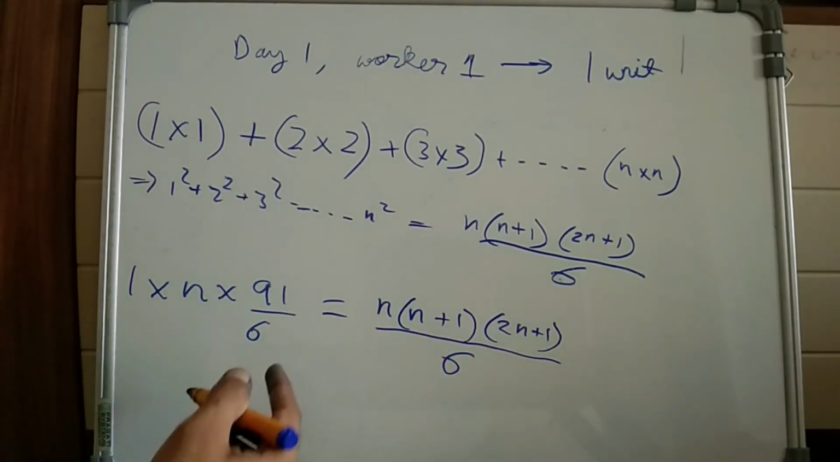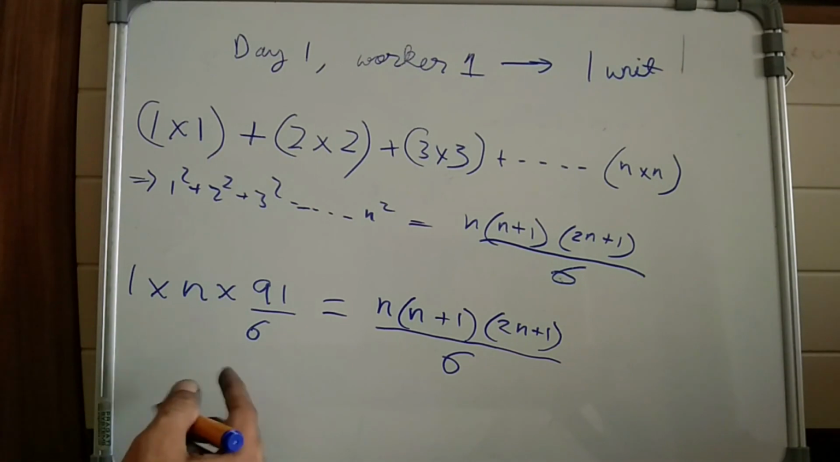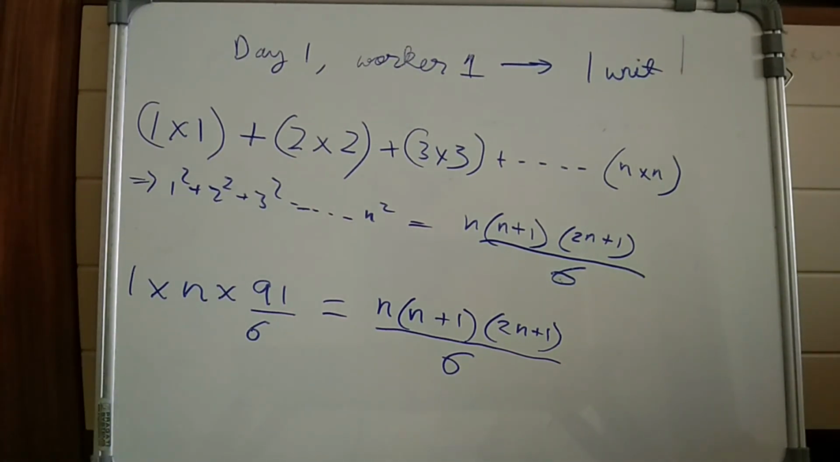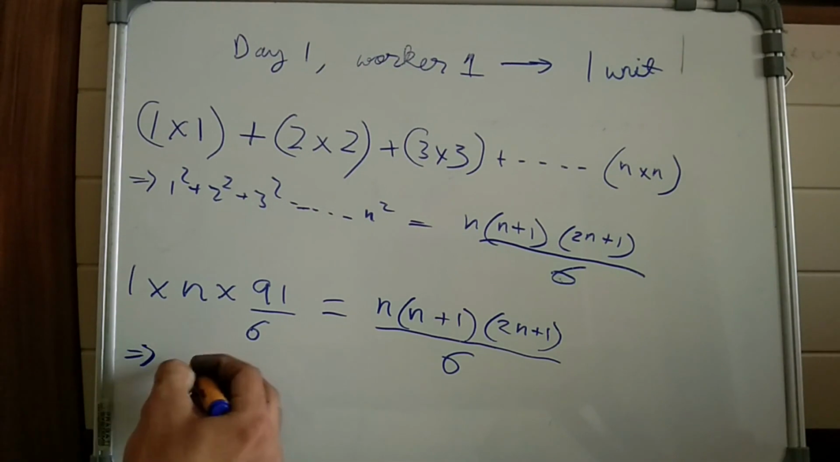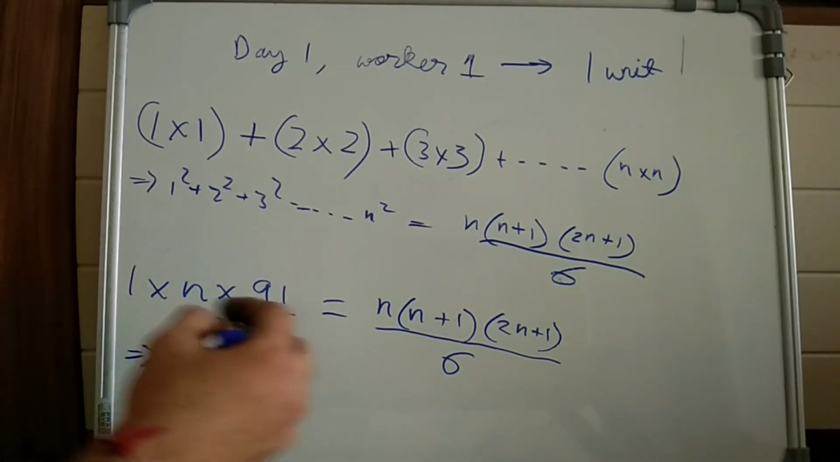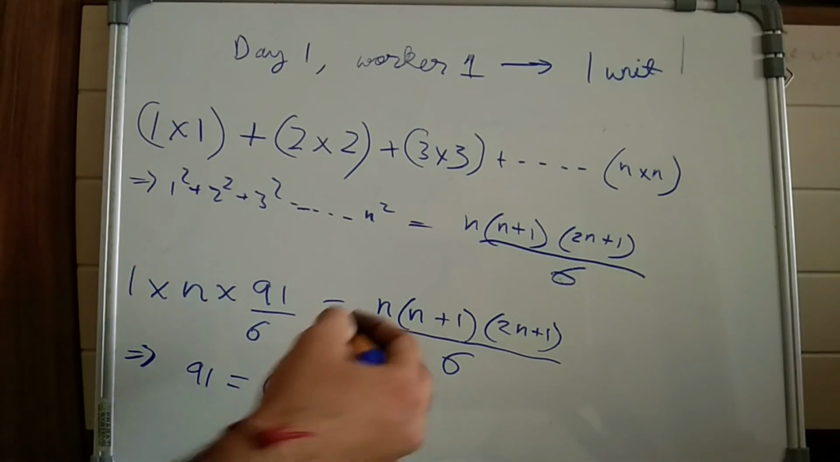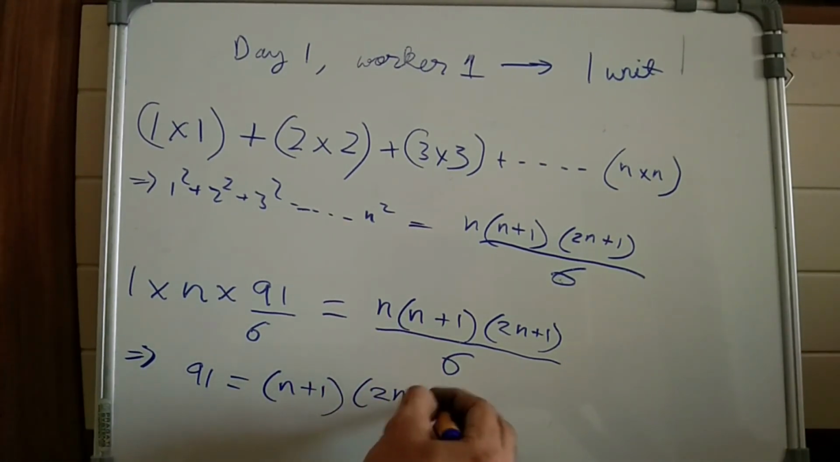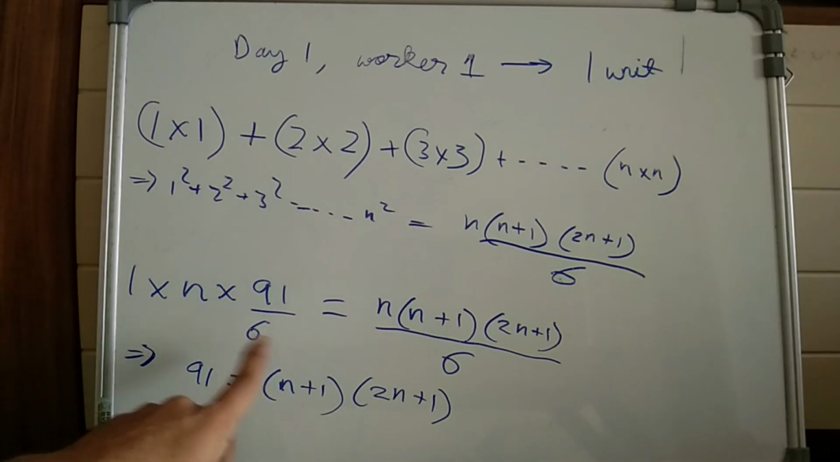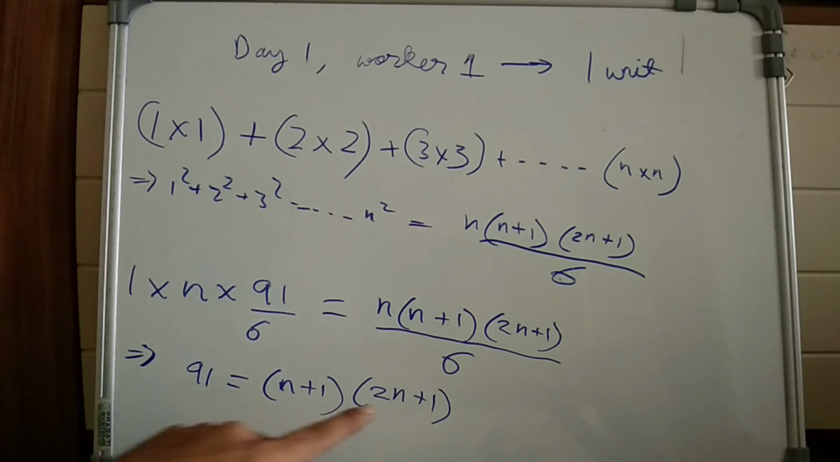So I have to solve this, and I can get the value of n. When I solve this, I will get 91 is equal to n plus 1 into 2n plus 1. Okay, so after solving this, we are getting this equation. Now there are two options. Either you can multiply this and form a quadratic, but that is not recommended because it will eat up a lot of time. So what I can do from here to find the value of n, instead of making a quadratic equation, is just find out the factors of 91.